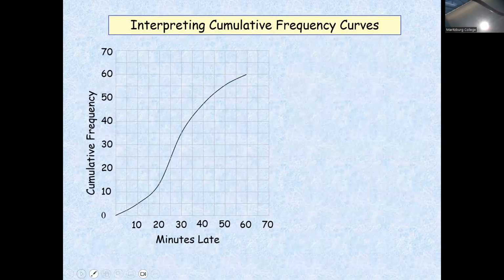Moving on, we'd like to now work with the curve where the curve is given, and be able to interpret from the given ogive curve. So in this case, we have cumulative frequency represented on the y-axis and minutes late on the x-axis.